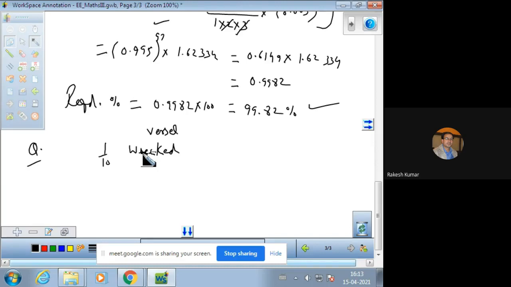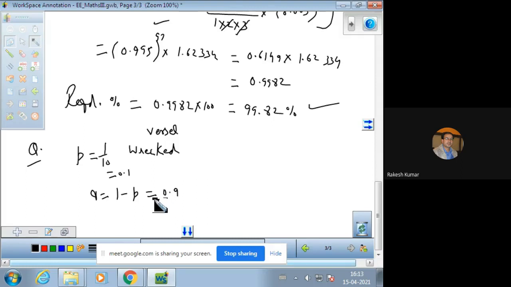So the probability that a ship is cracked. We are talking about a ship. So the probability of the wreckness of a ship is 1 over 10, and it comes out to be 0.1, and the probability of non-wreckness is 1 minus p, so that comes out to be 0.9.